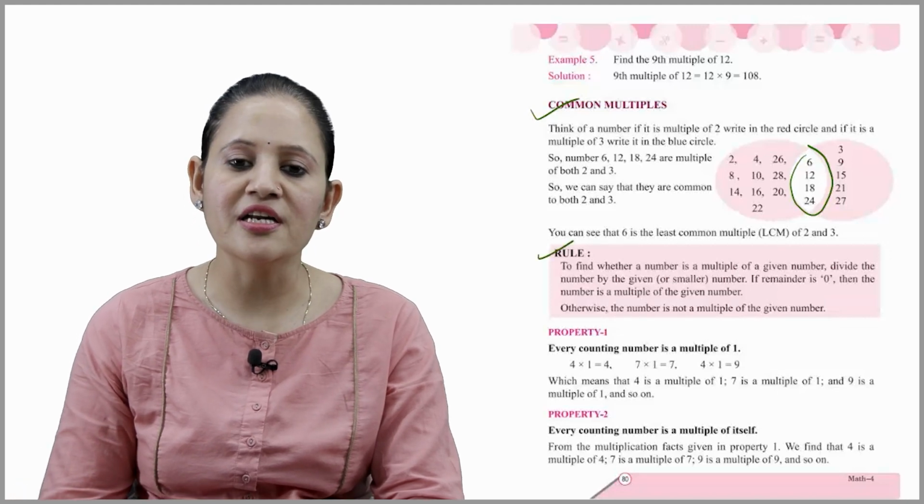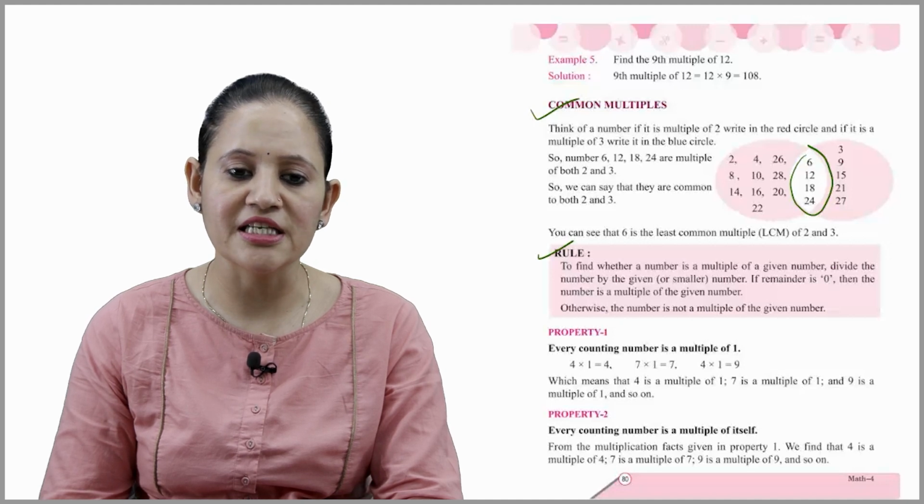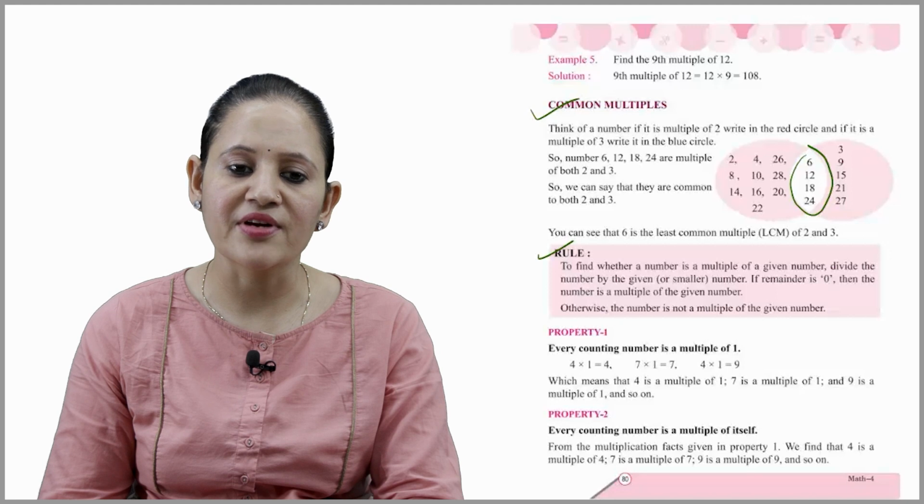To find whether a number is a multiple of the given number, divide the number by the given number. If the remainder is 0, then the number is a multiple of the given number. Otherwise, the number is not a multiple of the given number.